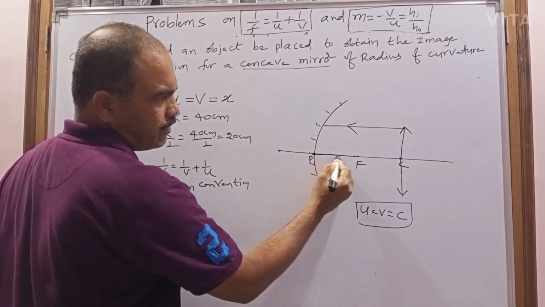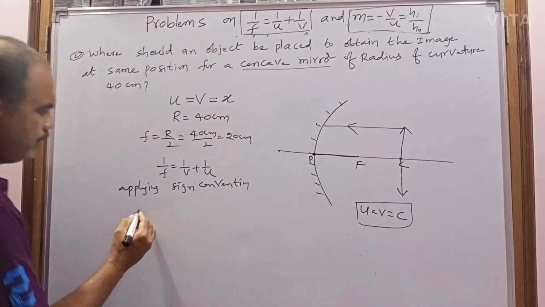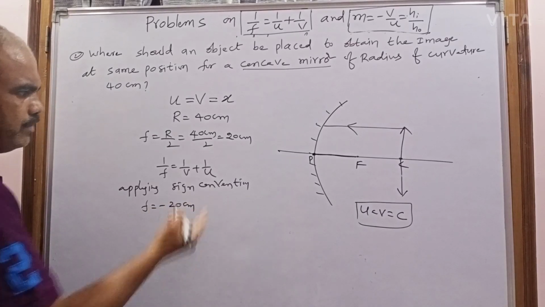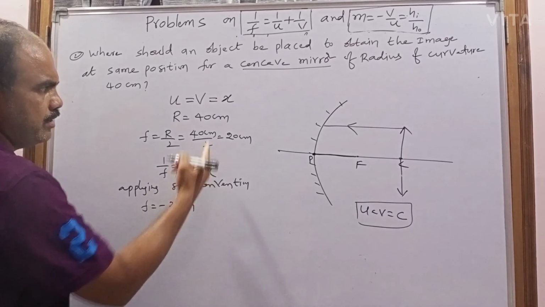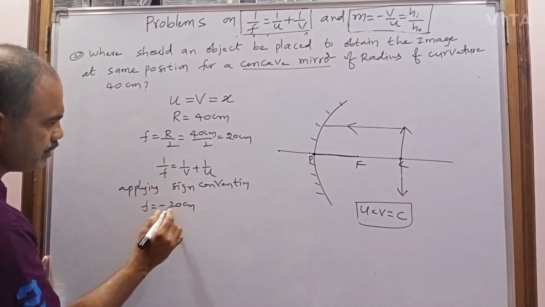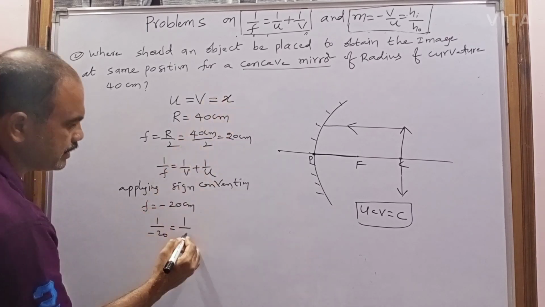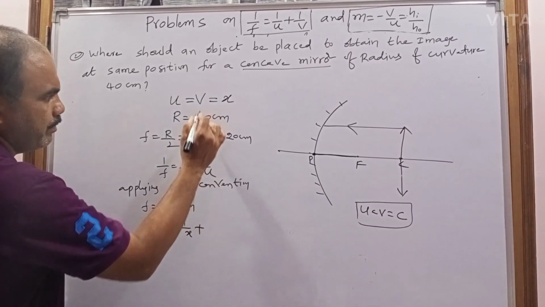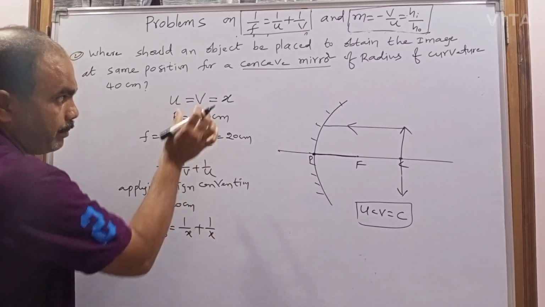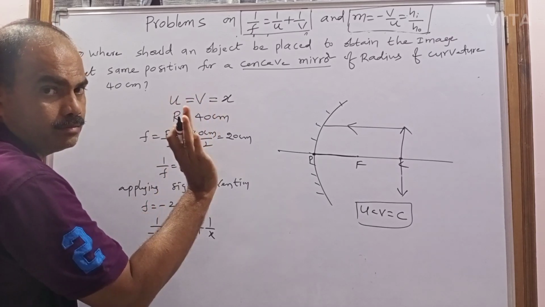So to measure the focal length, in which direction are you moving? Opposite to the incident direction. That's why the focal length becomes minus, so minus 20 centimeter. Then you substitute. But what is v? What is u? We consider x. So 1 by f, f means minus 20, equals 1 by v, which is x, plus 1 by u, which is x. But don't apply the sign convention for u and v because these are unknown.